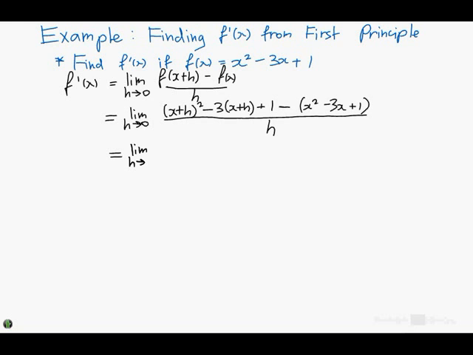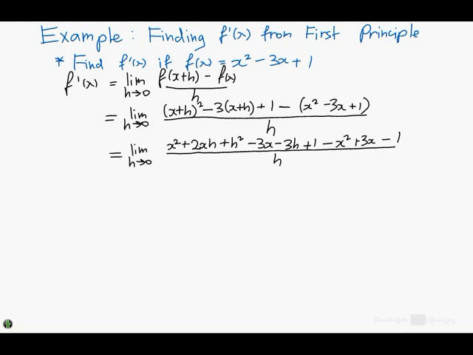So again, limit as h goes to 0. Now we expand this. We know that (x plus h) all squared, if you expand it, you're going to get x squared plus 2xh plus h squared. Expanding the next part, you'll get minus 3x minus 3h, and then you had plus 1, and then minus x squared. Let's take this f of x part out of the bracket, so you'll get plus 3x minus 1, and remembering that all of that goes over h.